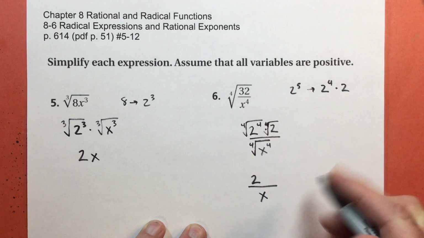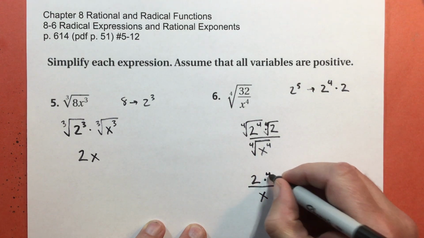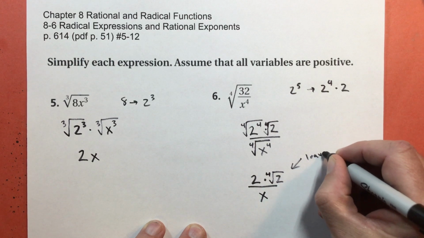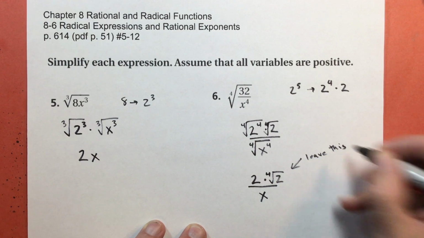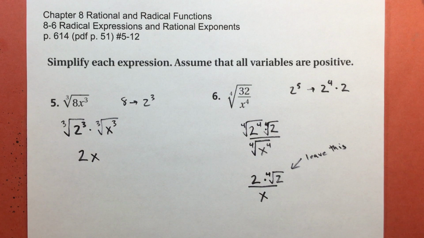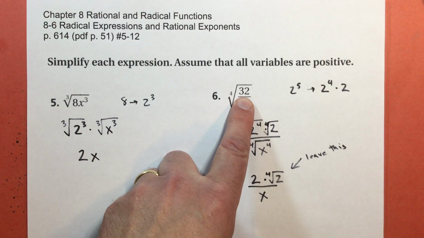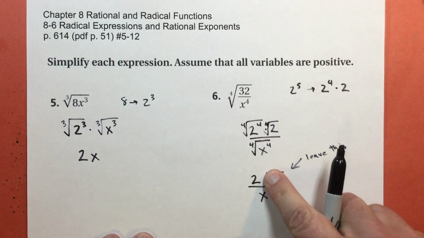What about this one? Well, guess what? I just leave it. You don't need to try to convert it to a decimal or anything else, okay? Now if this was 16, which is 2 to the 4th power, that'd be nice. I wouldn't have this extra part.